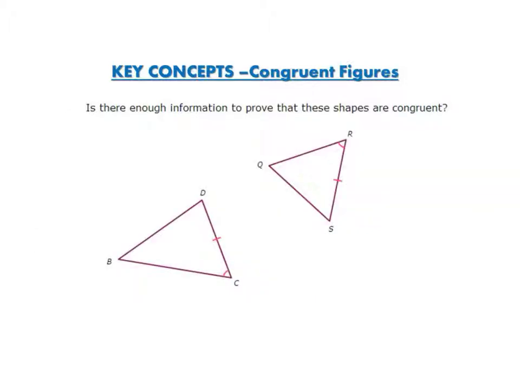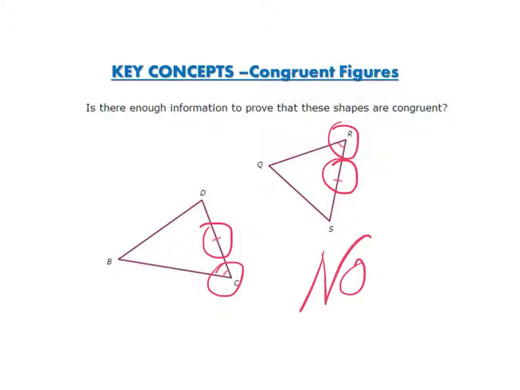This question says, is there enough information to prove that these shapes are congruent? Well, I only have one angle and one side length on each one, and that's not enough to tell whether or not those shapes are congruent.